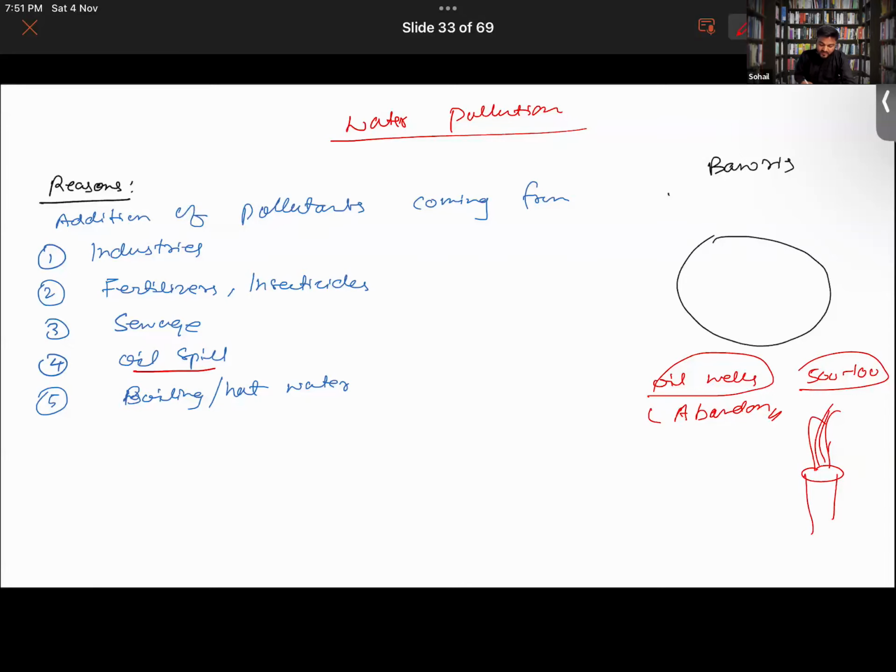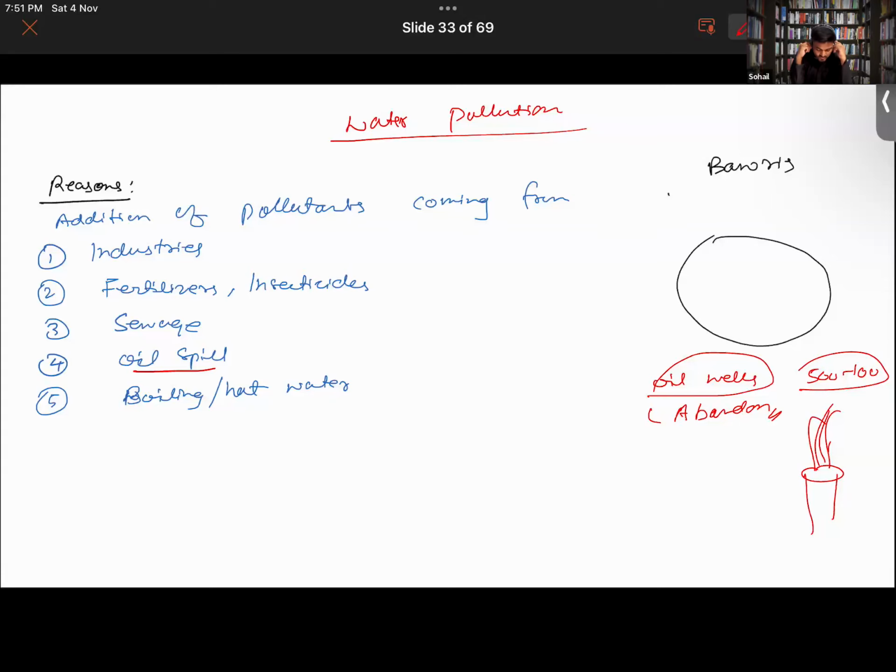And oil spill will basically form a layer over the water. We know that oil, being lighter in density, will float above the water. Thereby, what will happen? It will obstruct the pathway of sunlight into the water. Thereby, it will impact the fishes and the aquatic plants. Getting it now?